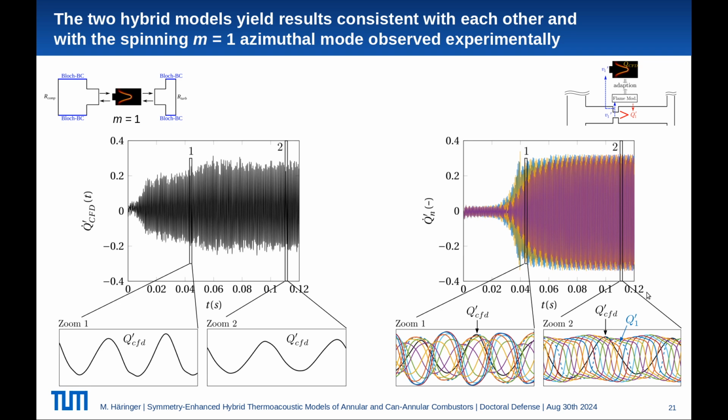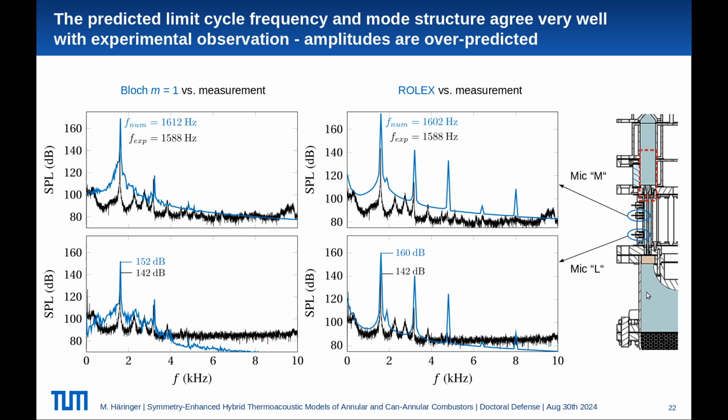Although unfortunately not for the heat release rate, so we have to compare the pressure at the two microphone positions I mentioned, and this is what is done here. On top you see microphone position M, on the bottom microphone position L, and again the hybrid models in blue, the measurement in black, on the left side the Bloch model, on the right side the ROLEX model. You see that again the frequencies match very well. The amplitudes are in both cases now overpredicted, the Bloch model less than the ROLEX model.